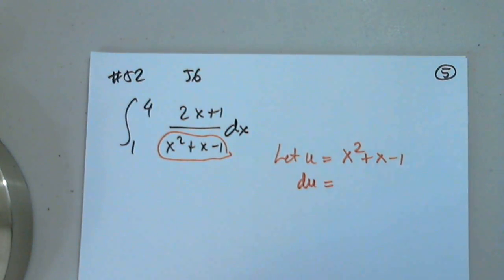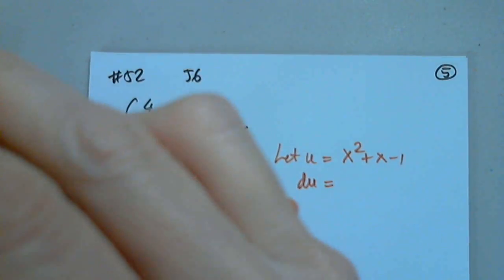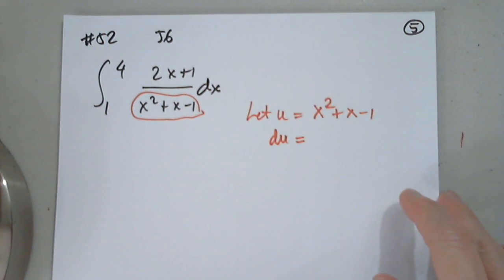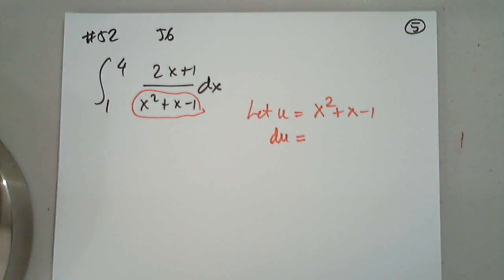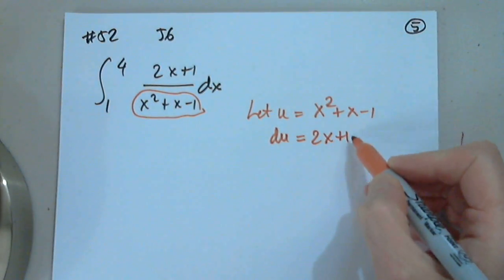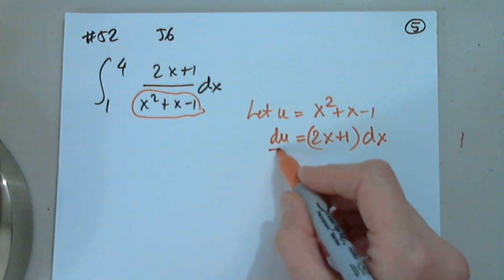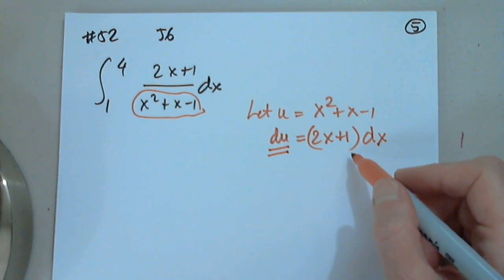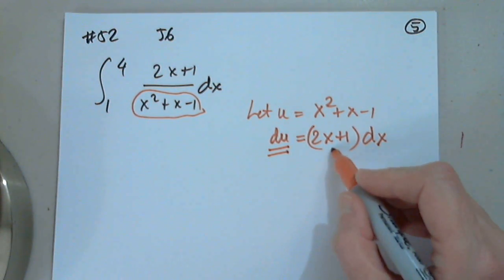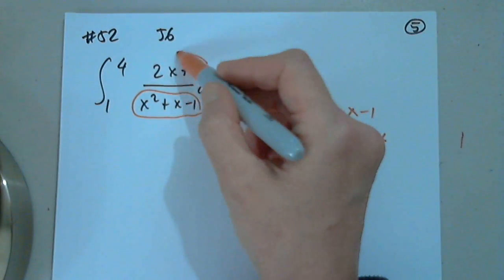Only if du is in the problem. If du is not in the problem, minus a constant, then it's not the right path. What is going on here? Will it be 2x plus 1? No. Dx. Yes. Please remember du is not f prime. Du is f prime times dx. So I like that.